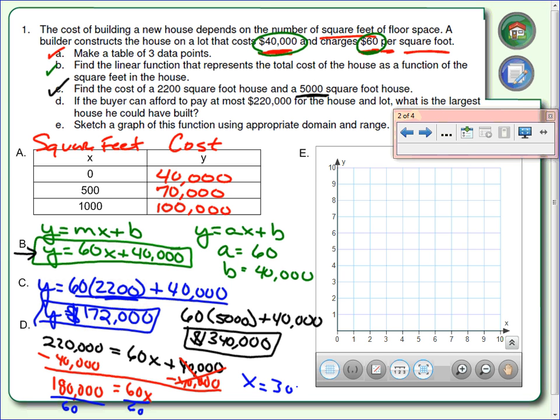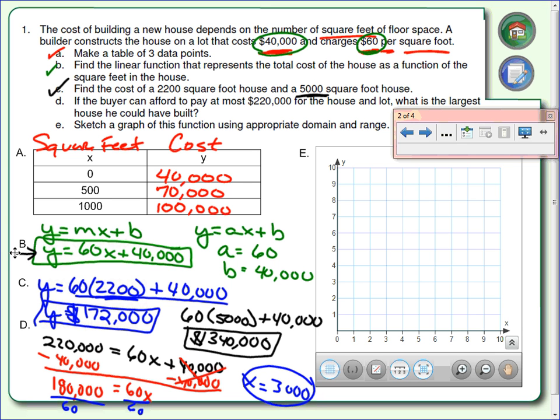3,000. So what does that mean for us? It means that if we have $220,000 in our pocket, we can go out and build a 3,000 square foot home. Okay, that's what we're saying. 3,000 square foot home is the biggest that we can build. All right, so that's going to take us through part D.